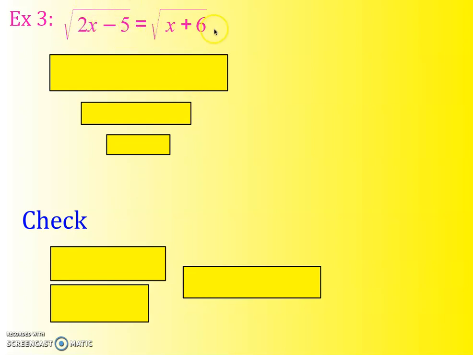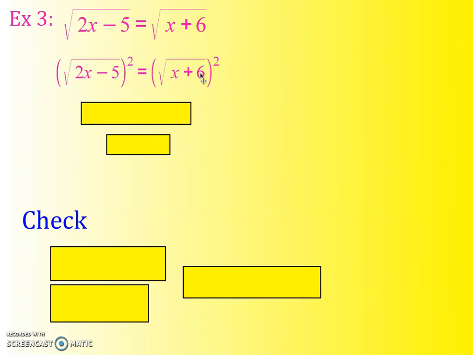We actually have 2, one on each side of the equation. Doesn't matter which one you focus on. Now, because these are square roots, we want to get rid of a square root by squaring both sides. When you simplify, you get 2x minus 5 equals x plus 6. Solve for x like normal.